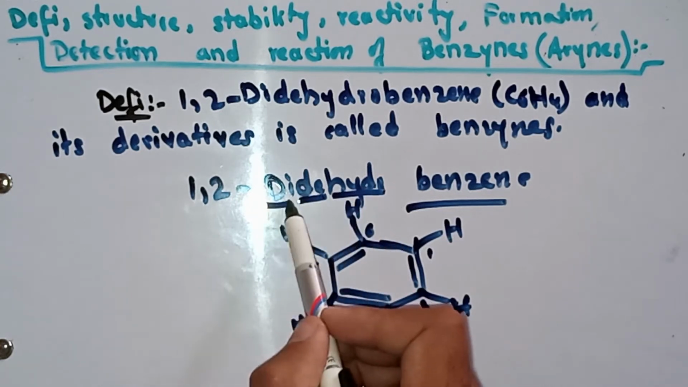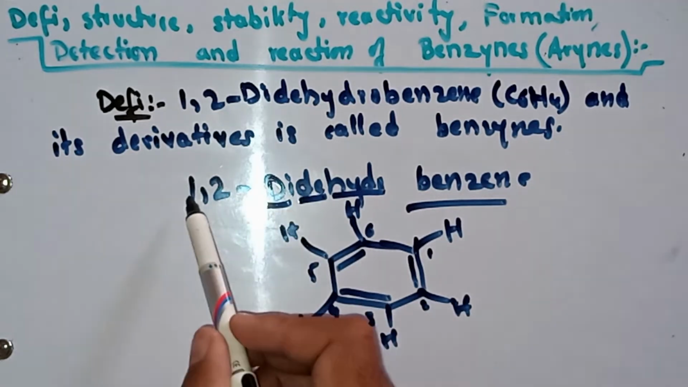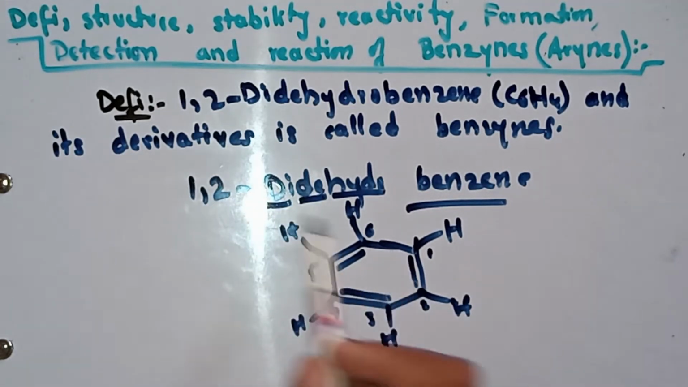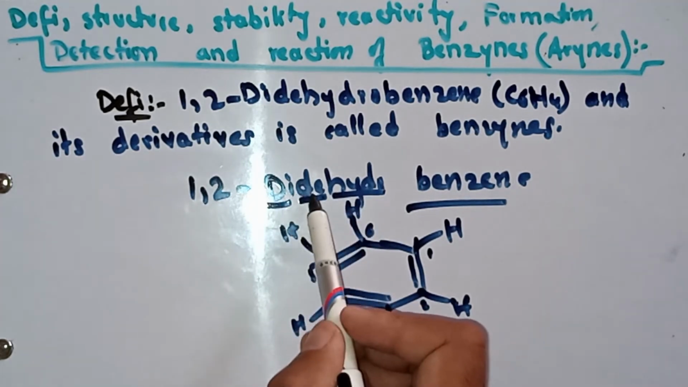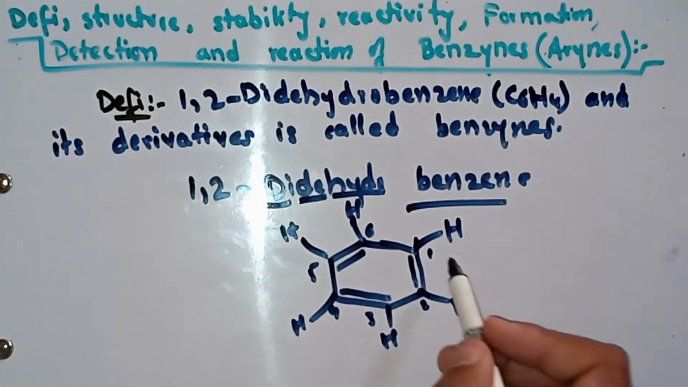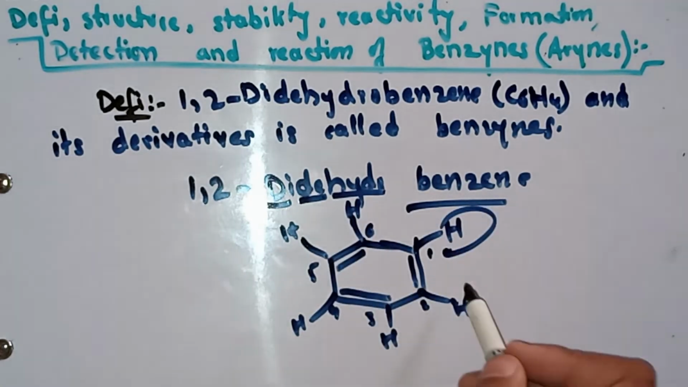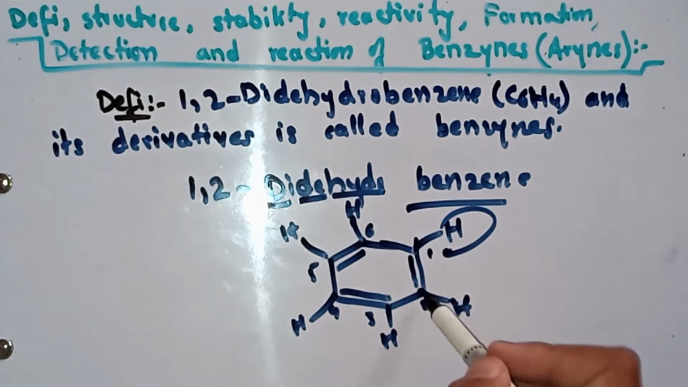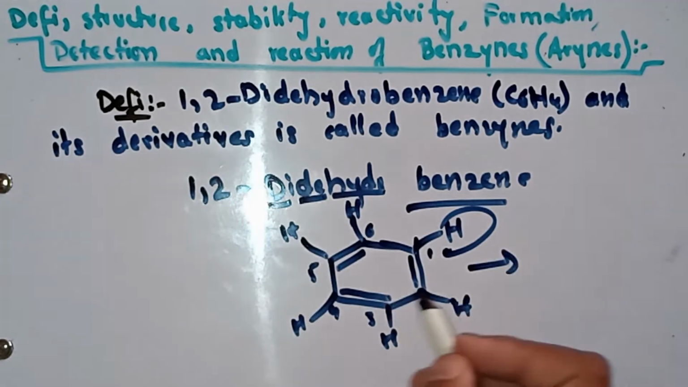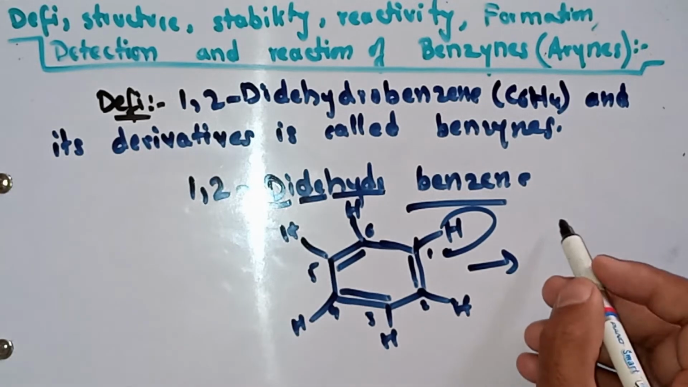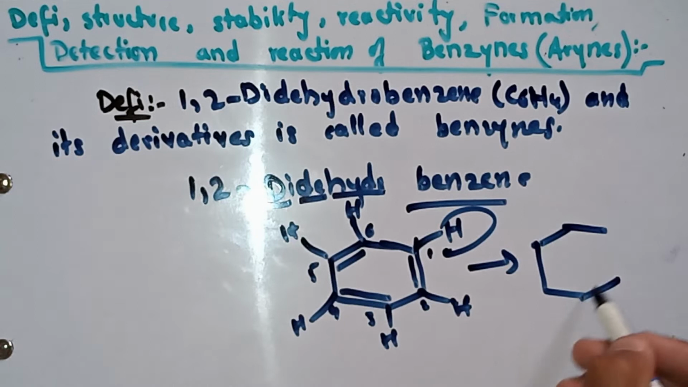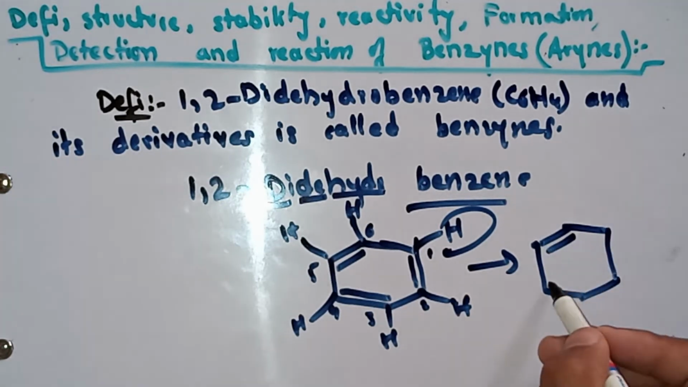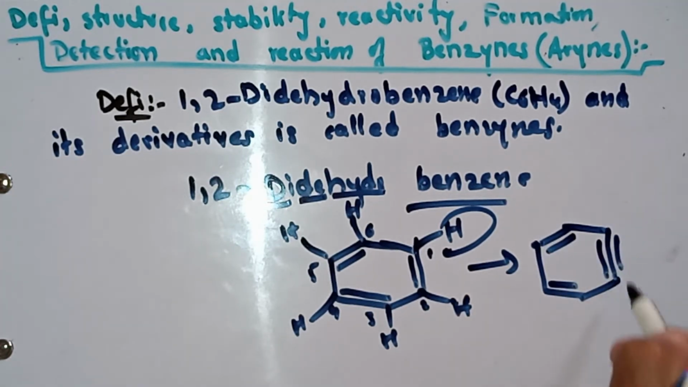Di means two. If you remove these two hydrogens, the hydrogen on carbon one and the hydrogen on carbon two, and they make a triple bond, then this benzene will be called benzyne. The structure will be like that. This is called benzyne.